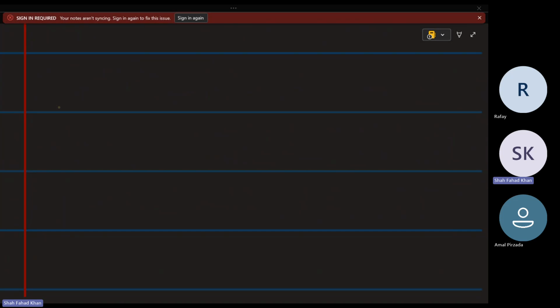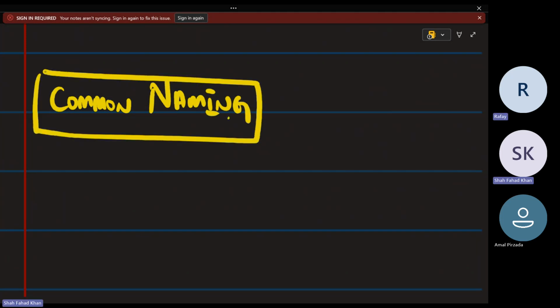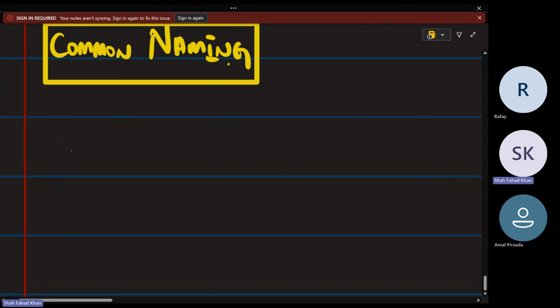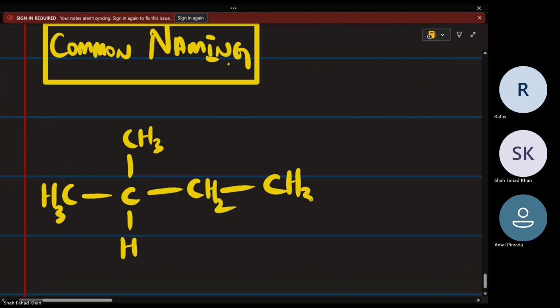IUPAC naming is done. Now we're going to do the common naming quickly. Common naming is also known as the trivial naming, and there's not much to it. If you have a methyl group attached on the second last carbon, what is it called? Remember, it's not the second carbon, it's the second last carbon. A methyl group on the second last carbon is called iso.